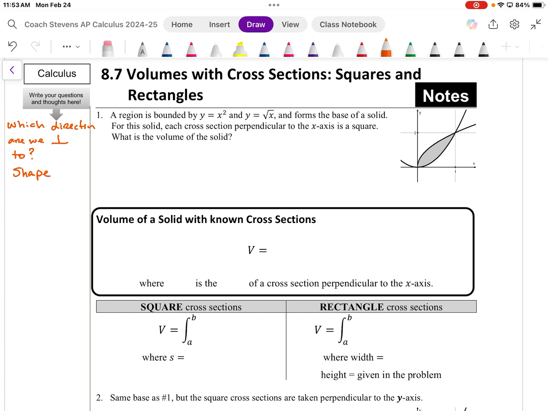Over here on the right-hand side, we have two curves. We have a region bounded by the curve y equals x squared and y equals square root of x, and it forms this basic solid. Again, we can find the area between those two things, but they tell us that we want to find the volume. Each cross section is perpendicular to the x-axis, and it is a square.